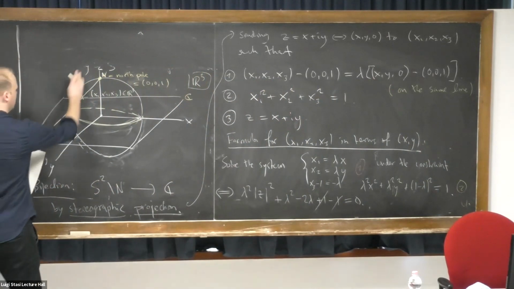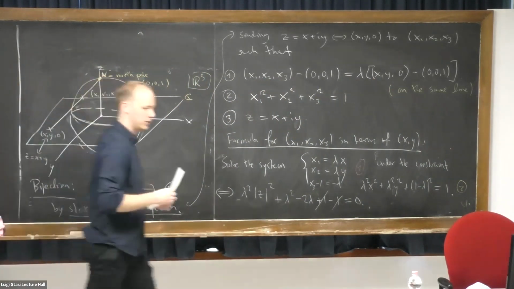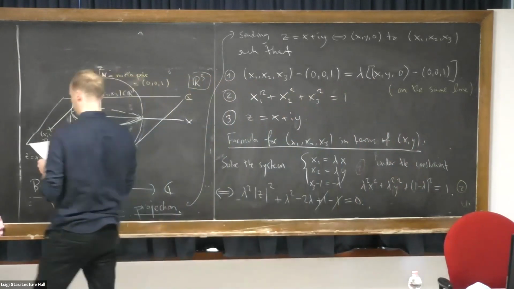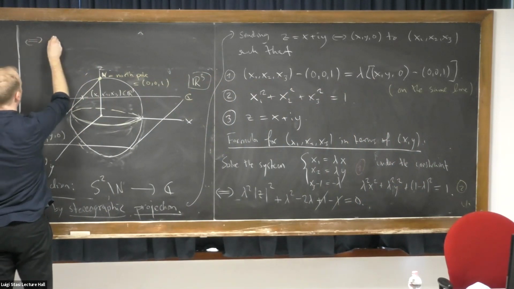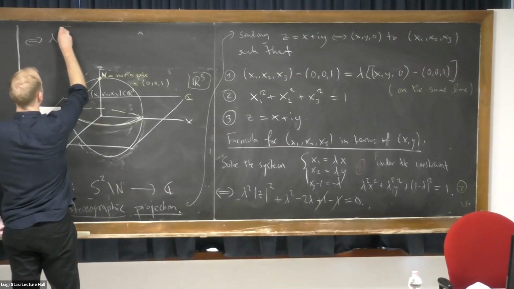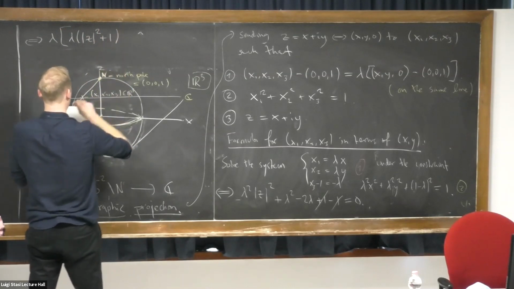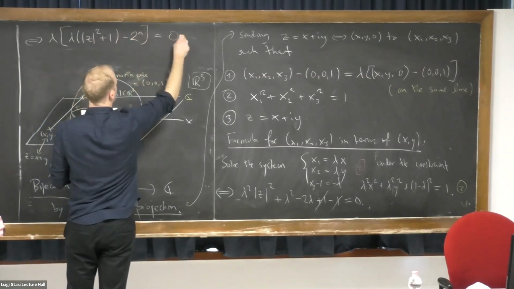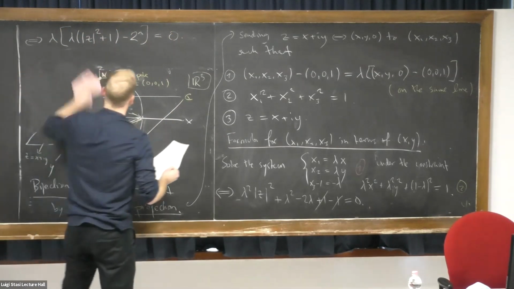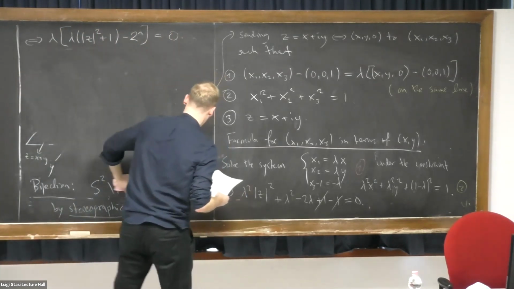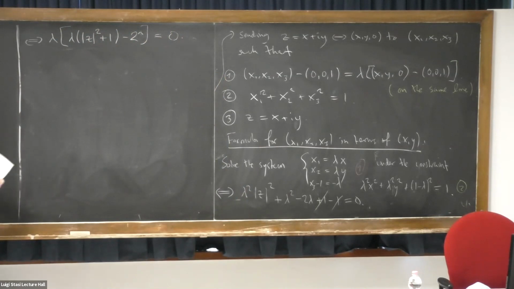So then what we get is that lambda times the modulus of z squared plus 1 minus 2 is equal to 0. And I guess I will be forced to erase it. Okay, so this is equal to 0.